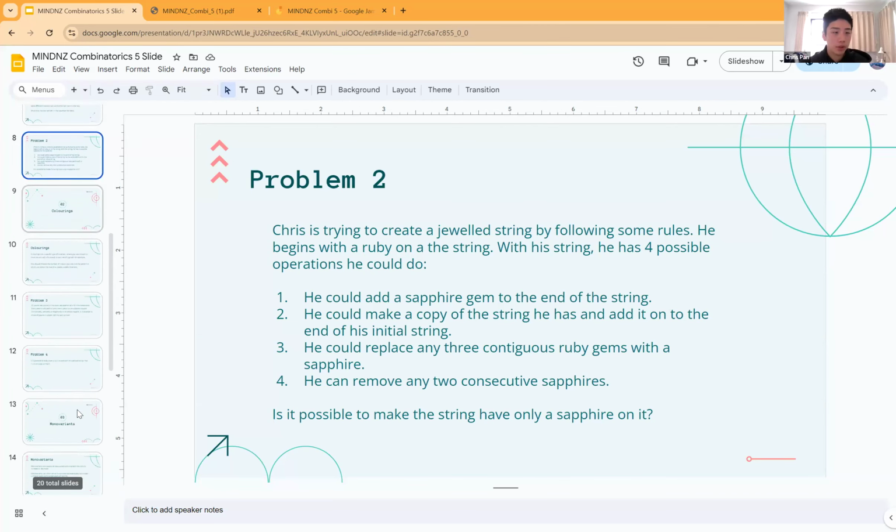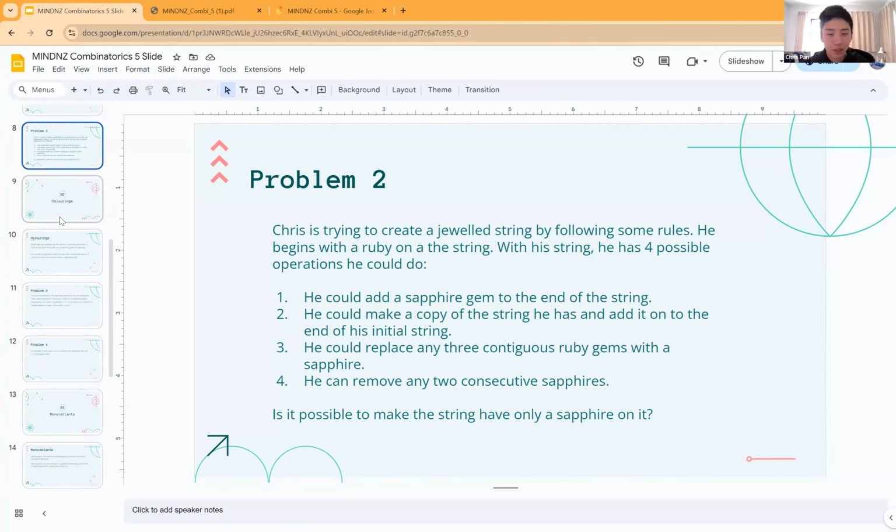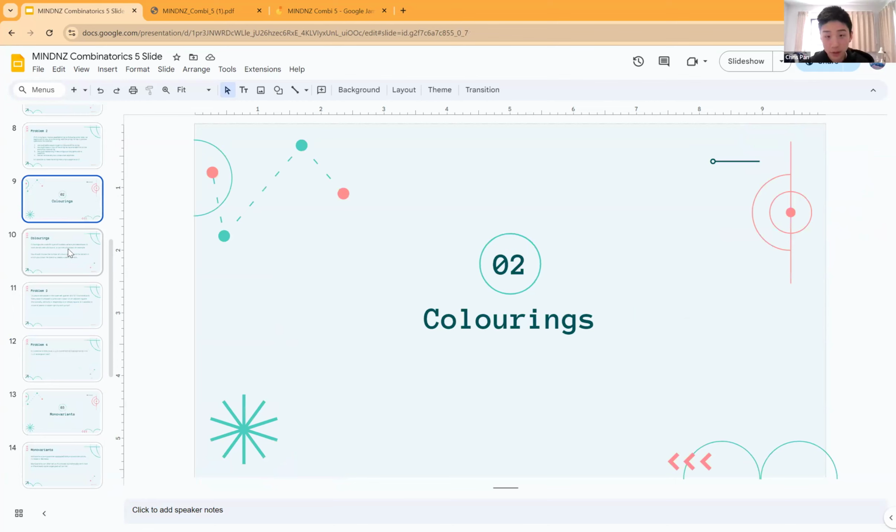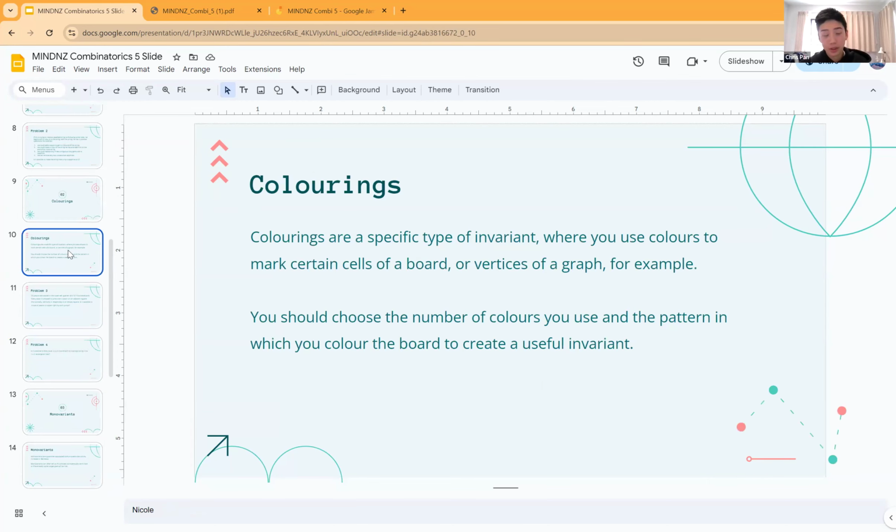We'll have more miscellaneous problems at the end, but I'm just going to get through the theory first, right? So we have colorings. Maybe you guys have seen some of this. Colorings are a specific type of invariant, I guess.